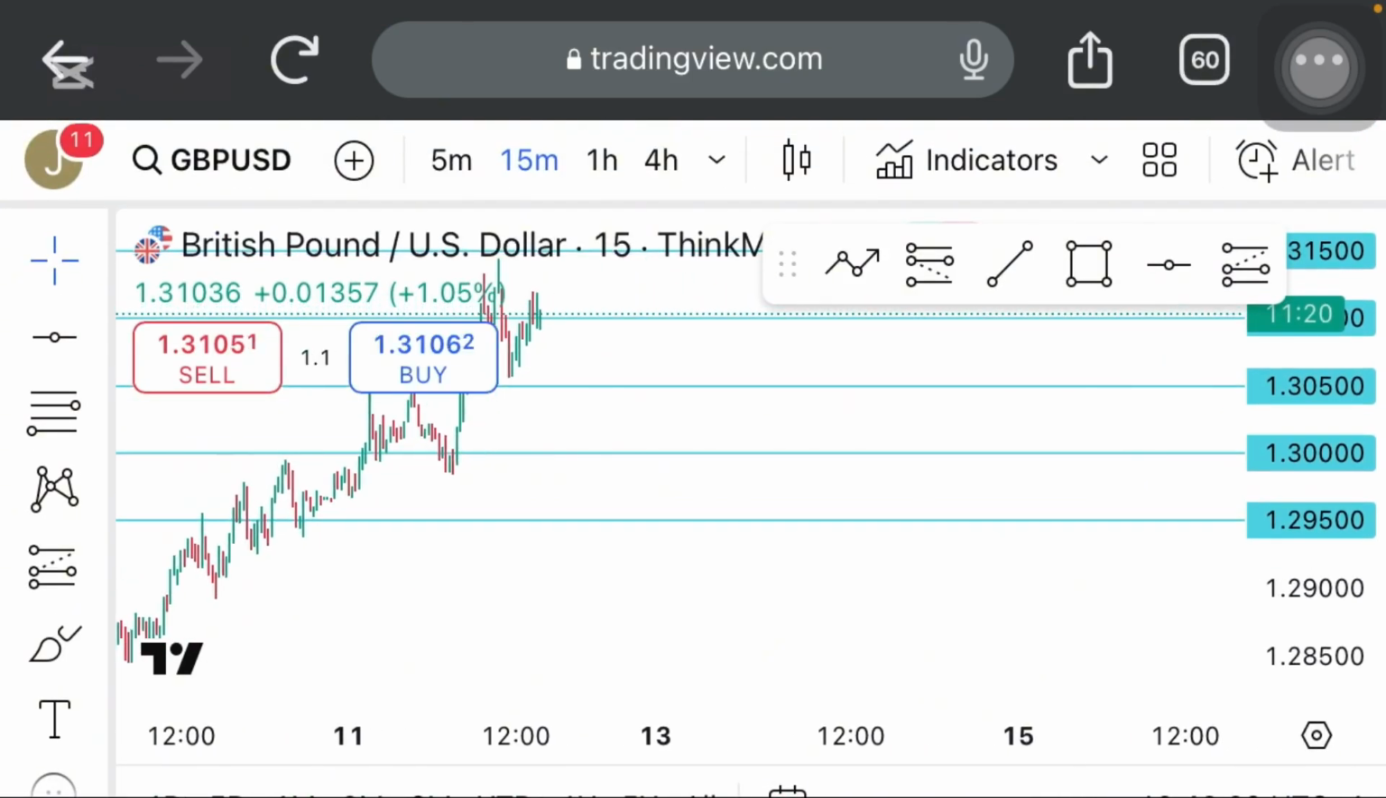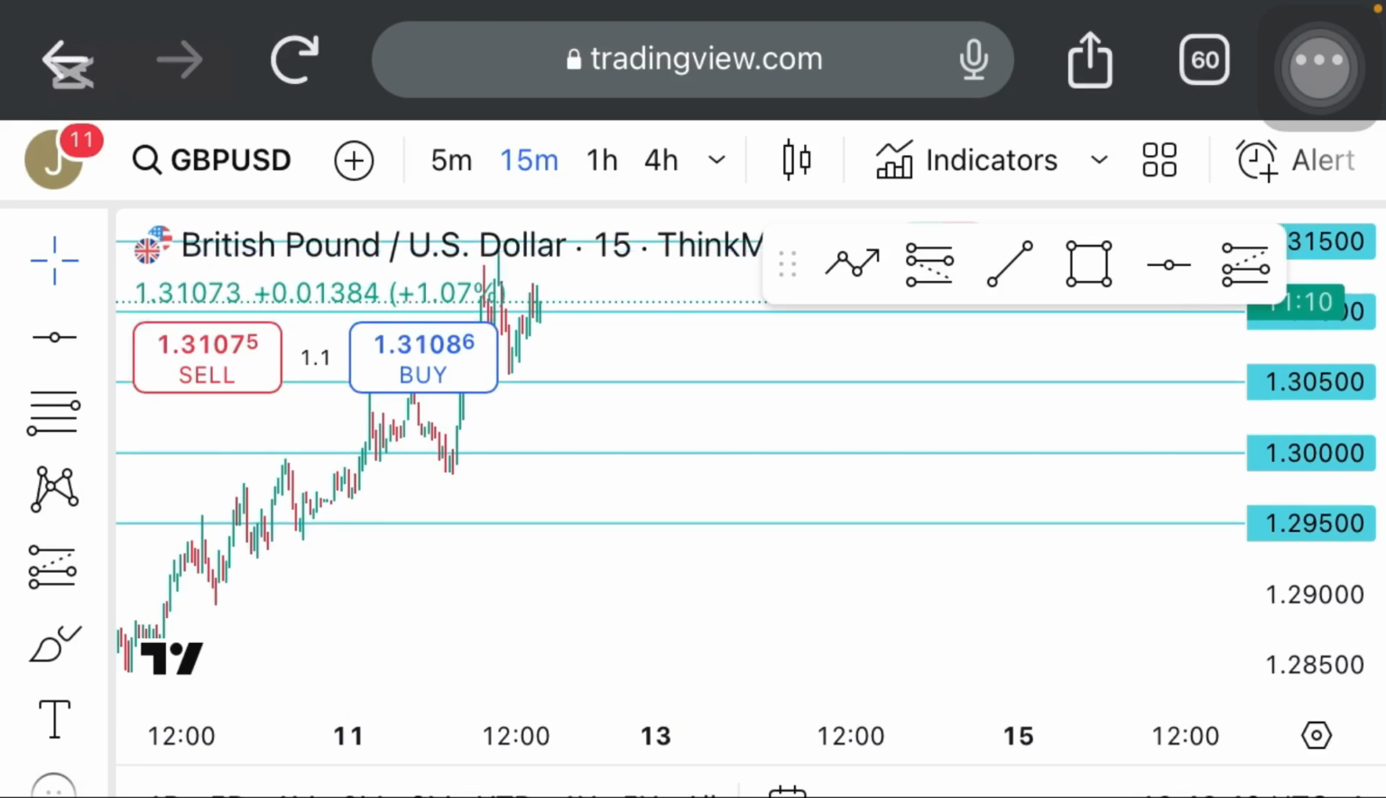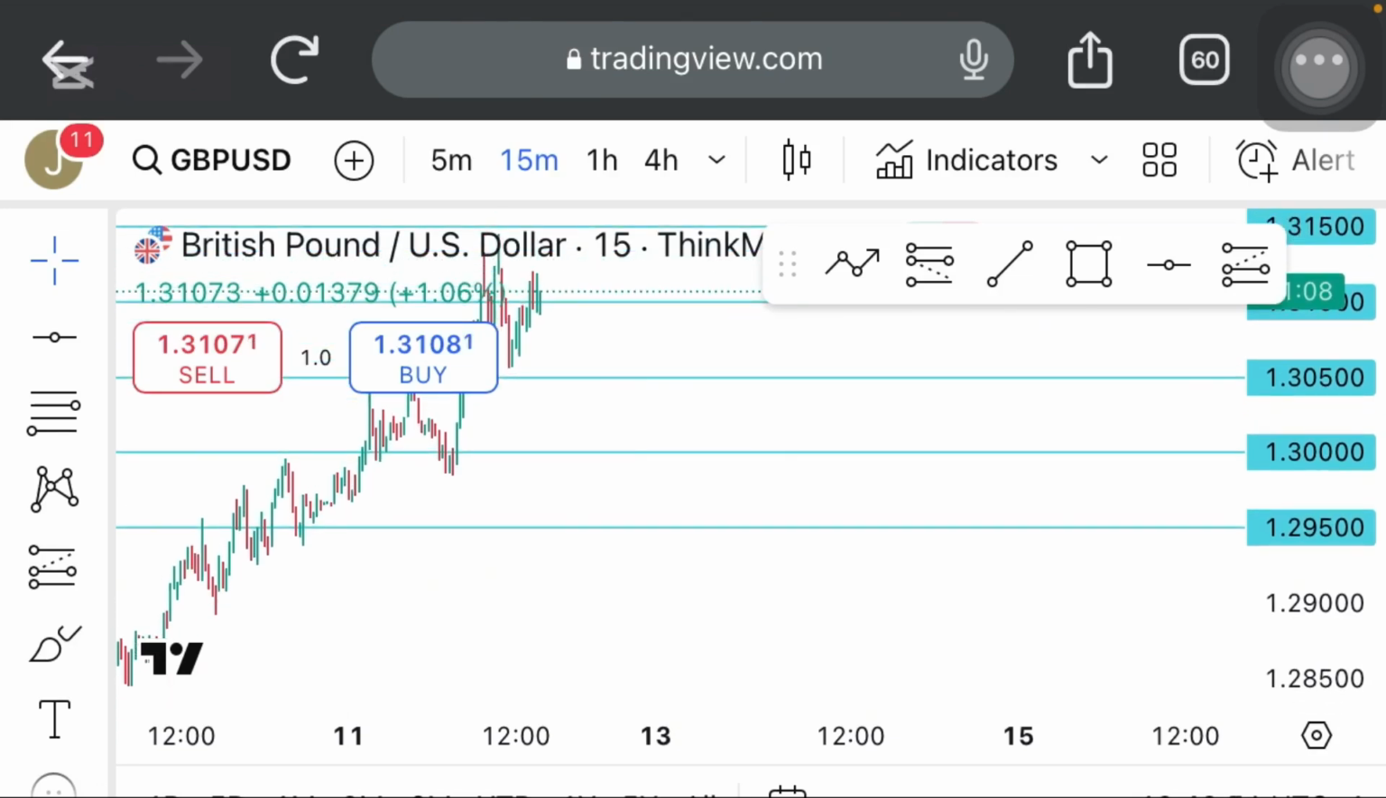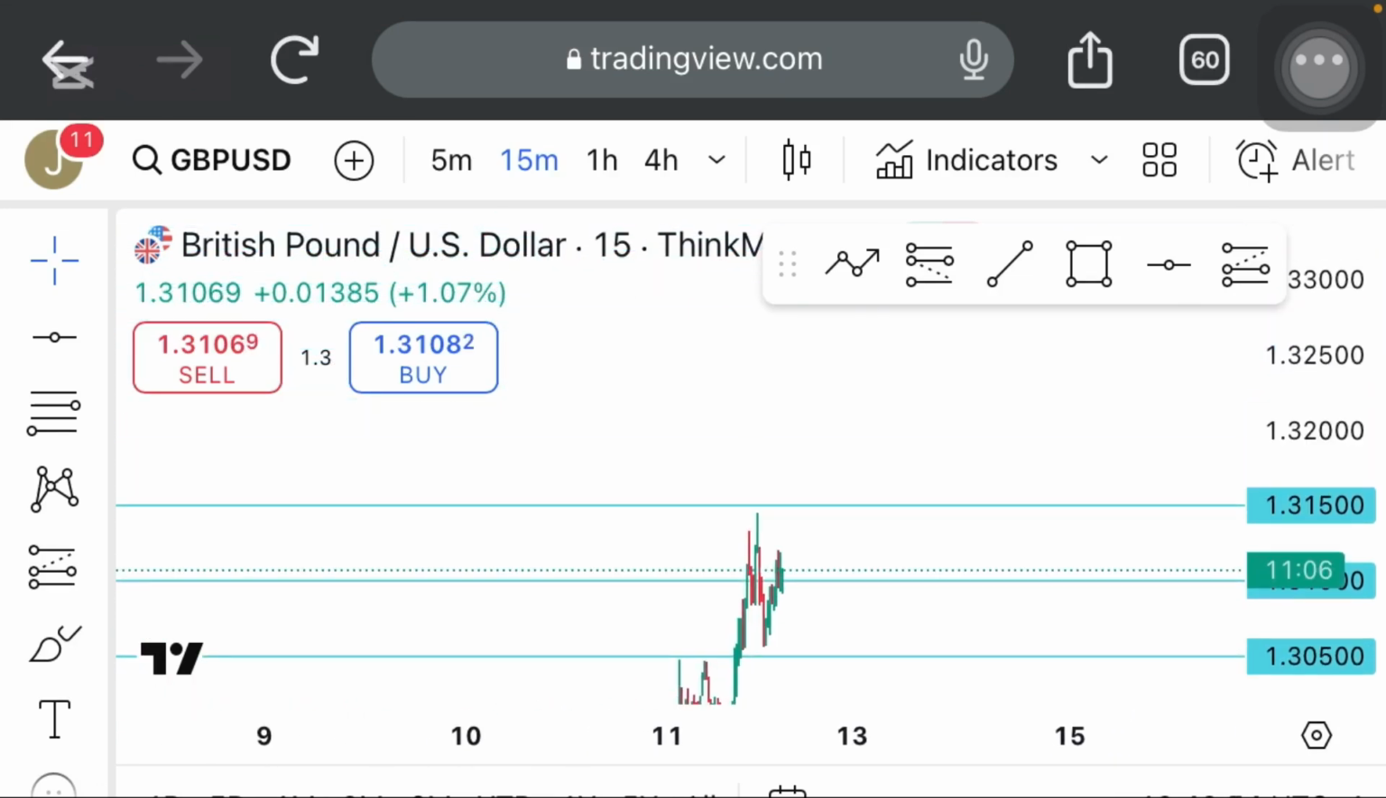So look at this number here now. We have 1.29500 after 95, then to reach 3000. After 3000, 305, 30, after 305, 310, 315, and 320.